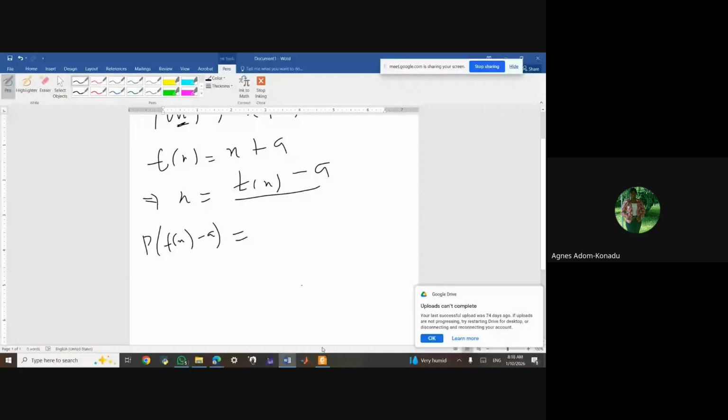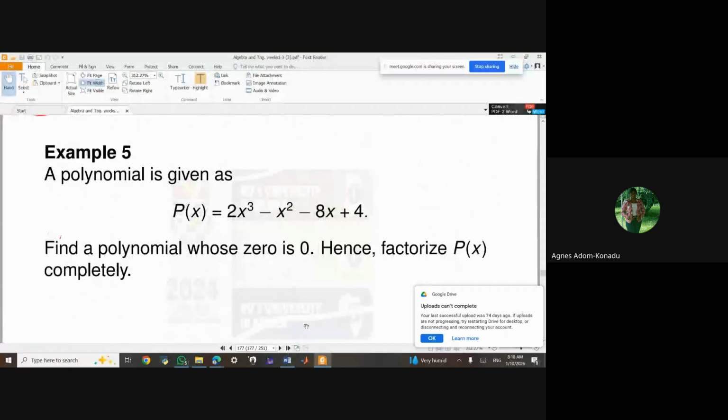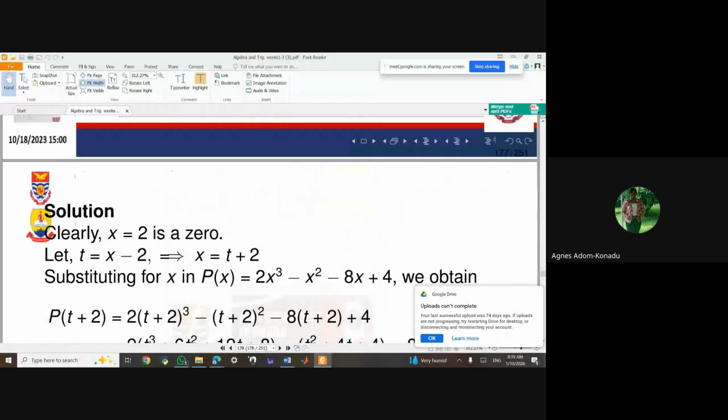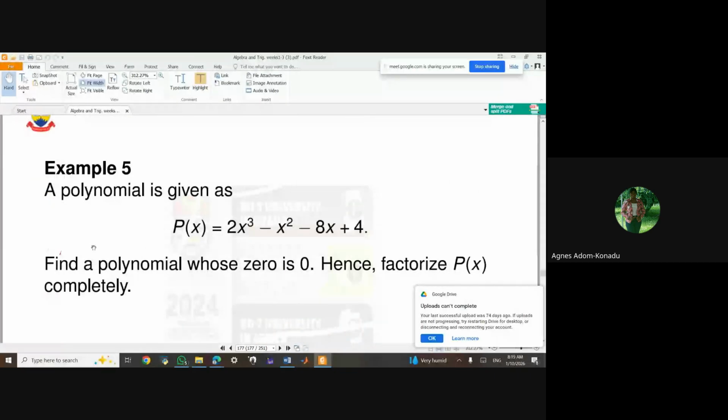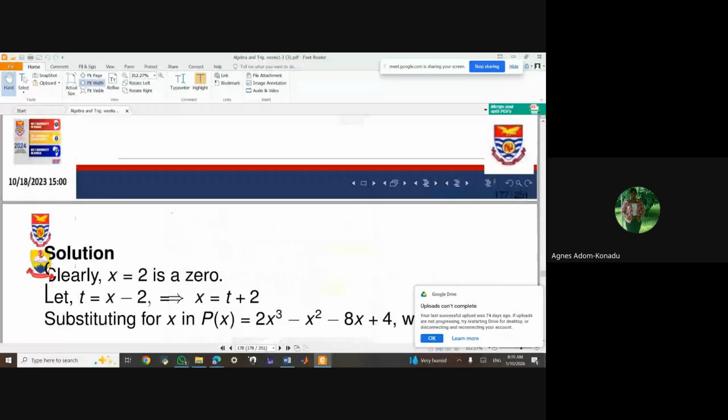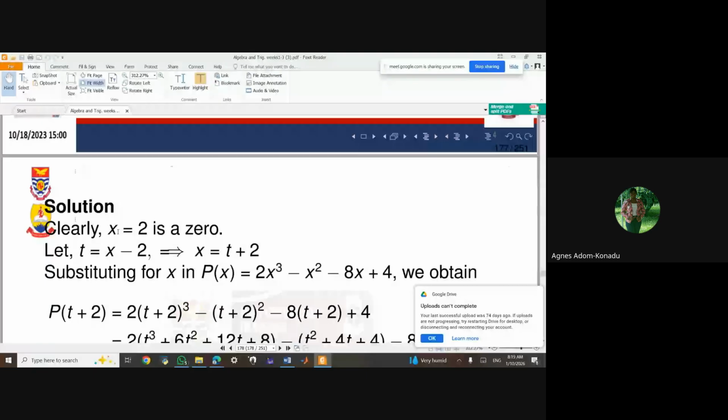So let's look at the example. I have P of x is equal to 2x cubed minus x squared minus 8x plus 4. It says find a polynomial function whose 0 is 0. Hence factorize P of x completely. As we just said, we have to find some of the factors. Now, if you try, you see that x equal to 2 is a 0. So this means that x minus 2 is a factor. So you let your t be equal to x minus 2. You make x the subject, you're going to get x equal to t plus 2.